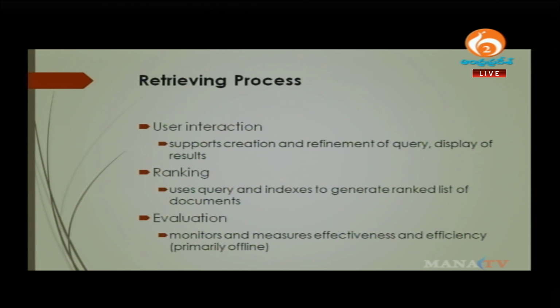In the retrieval process, the main thing is user interaction. It supports creation and refinement of the query and displays the results. Creation and refinement of the query means, suppose as we are typing, it will show some recommendations. As soon as I type Java and a space, it shows that you may want to know about Java programming or Java tutorial. These are the famous searches performed with the prefix Java space. Like this, it improves the user interaction.